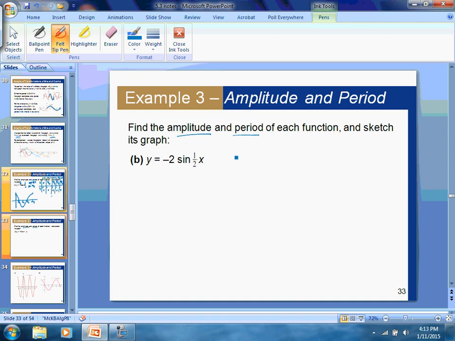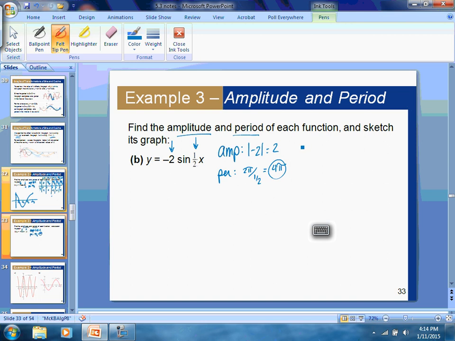Okay, so my amplitude is going to be the number that's in front here. So it'll be the absolute value of -2, which is 2. And then my period is going to be the number that's in front of the x. So I'm going to take 2 pi and divide it by that number, 1/2. So 2 pi divided by 1/2, that's 4 pi. So again, this value here, this 4 pi, that had better be the value that I end up with at the end of my table of values.